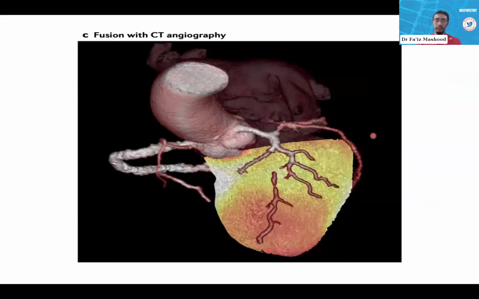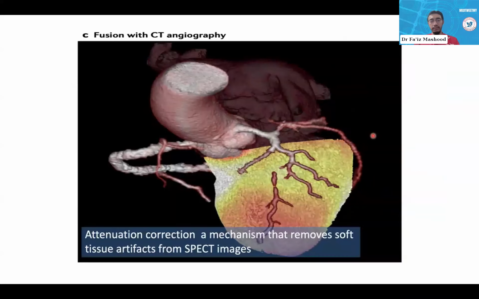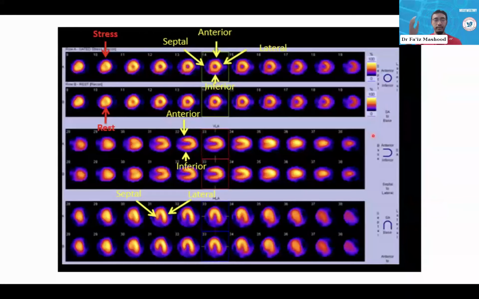This is an example of the SPECT scan with CT hybrid. The main reason is attenuation correction, to remove soft tissue artifact from the SPECT image to get better image quality, so that it is at least comparable with PET scan. These are another example of SPECT images, static perfusion images. You can see the top one, this is short axis from apical to basal. The upper part here is the stress stage, and the lower part is the resting stage.